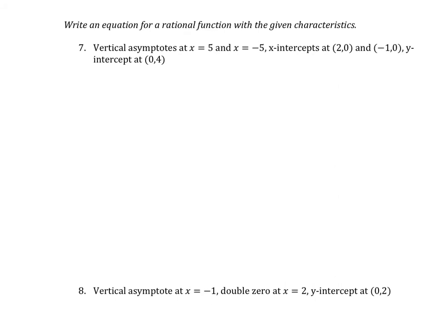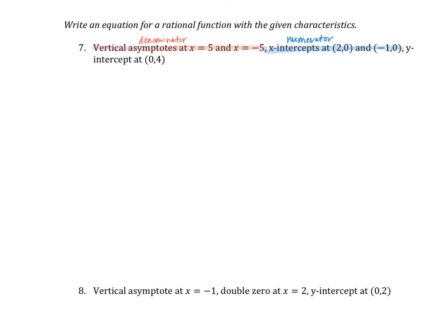Here is the key to this. Remember that the denominator is associated with the vertical asymptotes. So the vertical asymptotes, that's going to be telling you about the denominator. And then the x-intercepts are associated with the numerator.